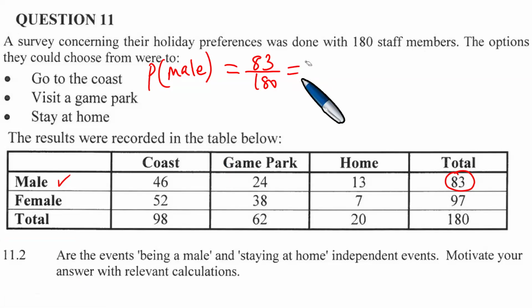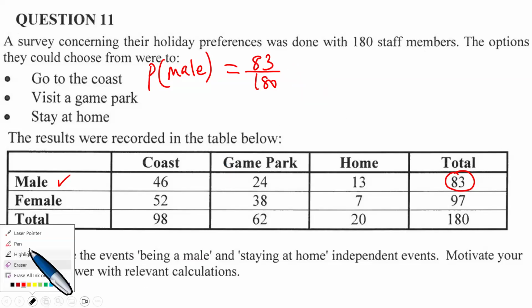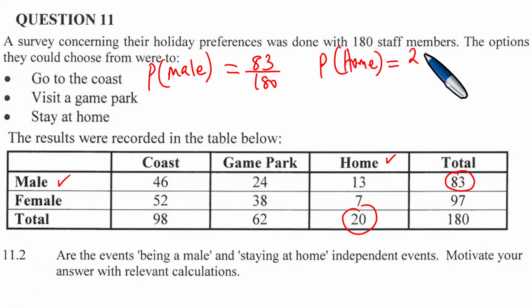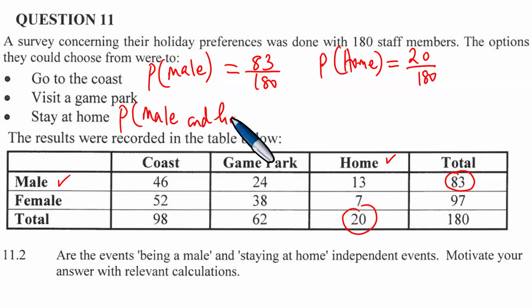All right, so we continue. Right now, what is the probability of staying at home? Yes, it is 20 over 180. 20 divided by 180. Well done. So now, what is then the probability of male and home?